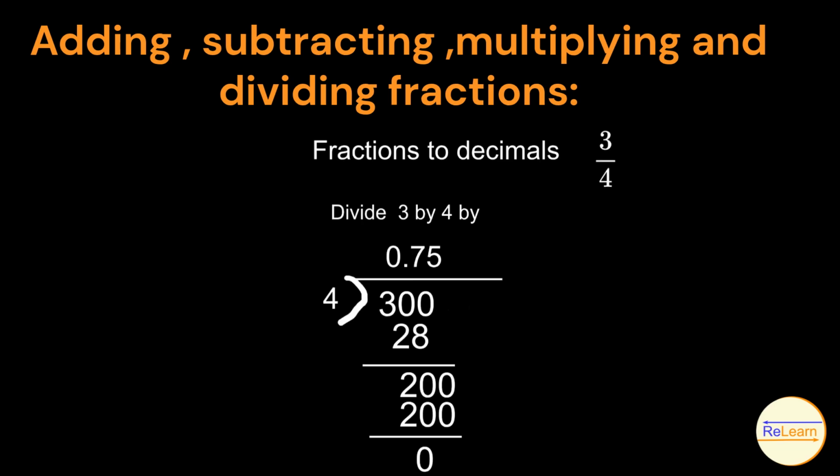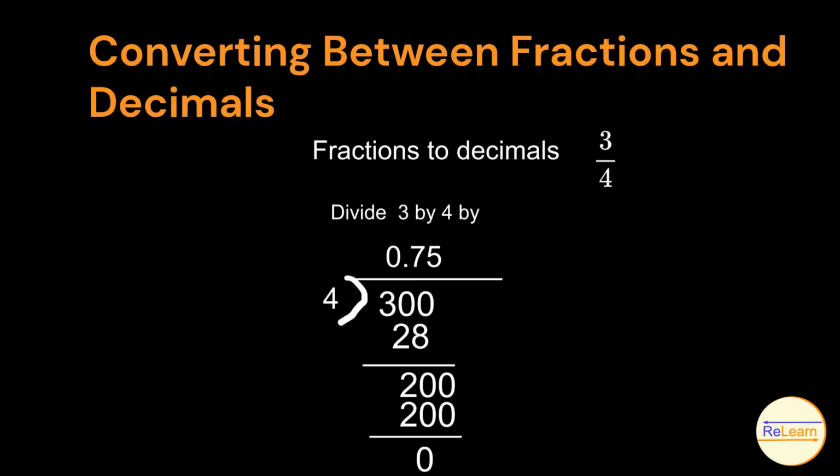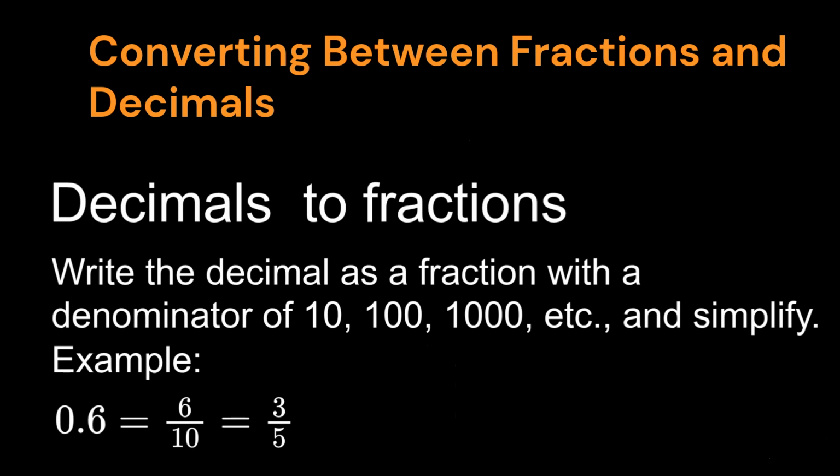Converting between fractions and decimals. Fraction to decimal. Divide the numerator by the denominator. Example, 3 upon 4 is equal to 0.75. Decimal to fraction. Write the decimal as a fraction with a denominator of 10, 100, 1000, etc. and simplify. Example, 0.6 is equal to 6 upon 10, which is equal to 3 upon 5.